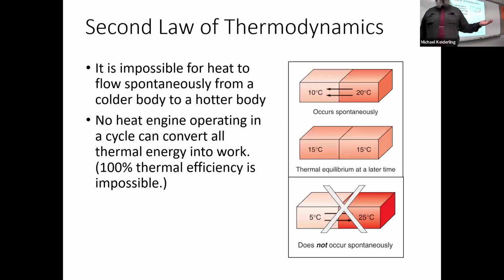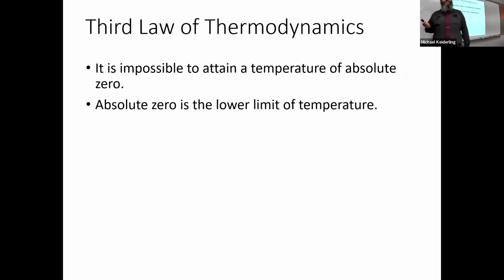The second law of thermodynamics is that it's impossible for heat to flow spontaneously from a colder body to a hotter body. And that means no heat engine operating in a cycle can convert all thermal energy into work. 100% thermal efficiency is impossible. You will have heat spontaneously move from a hot place to a cold place, but not from a cold place to a hot place. To move heat from a cold place to a hot place, you have to force it. You have to pump it.